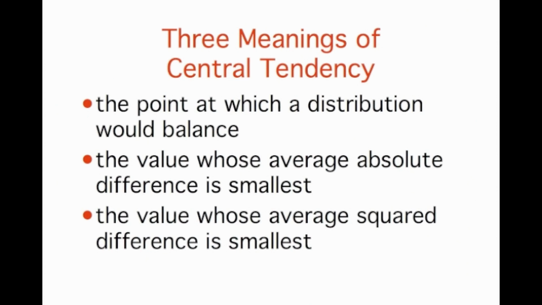In the section What is Central Tendency, we discussed 3 ways to define the center of a distribution. One way is to define the center of a distribution as the balance point of a distribution. The second definition is the value whose average absolute difference from all the other values is smallest. The third is the value whose average squared difference from all the other values is smallest.